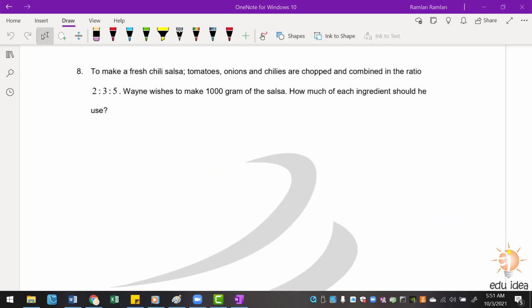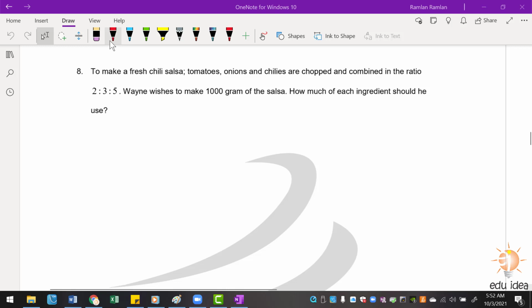Number 8. To make a fresh chili salsa, tomatoes, onions, and chilies are chopped and combined in the ratio of 2 to 3 to 5. Wayne wishes to make 1,000 grams of the salsa. How much of each ingredient should he use?